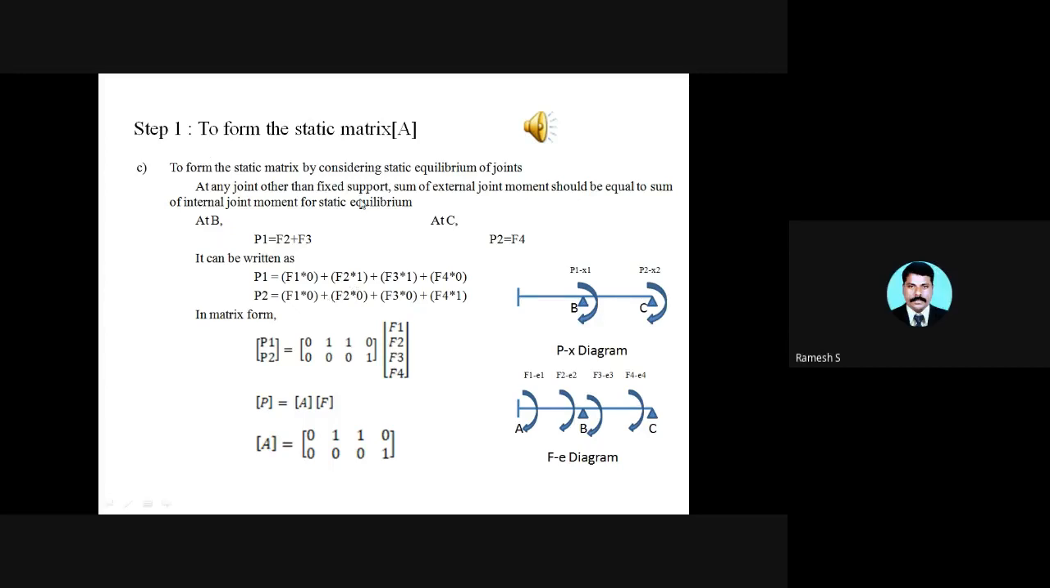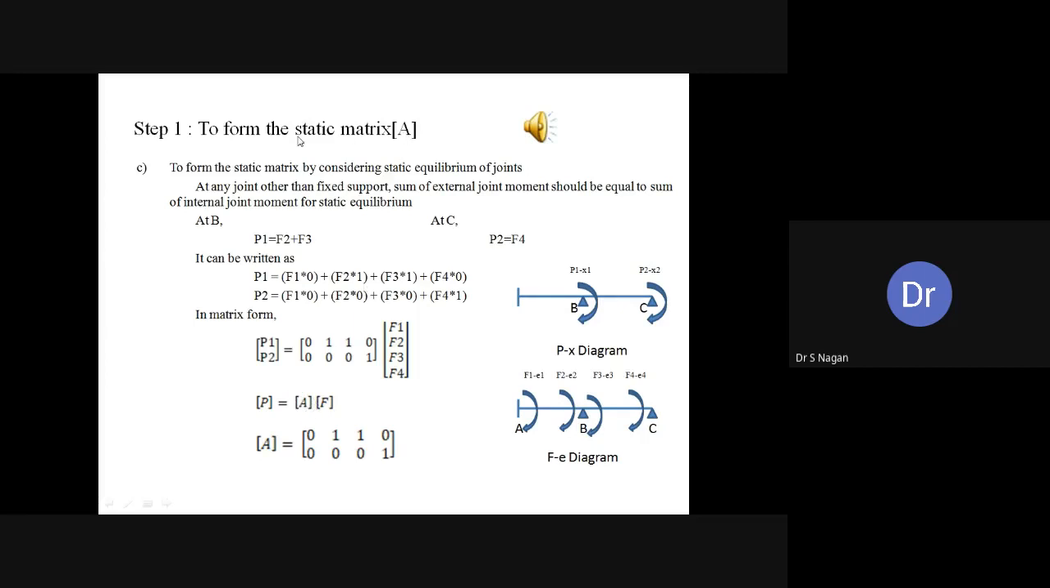Okay. So now we can write this matrix as capital P, and this matrix as capital A, and this matrix as capital F. So P is equal to A into F is the relationship between external joint moment and internal joint moment. The matrix connecting this external joint moment and internal joint moment is called the static matrix A.